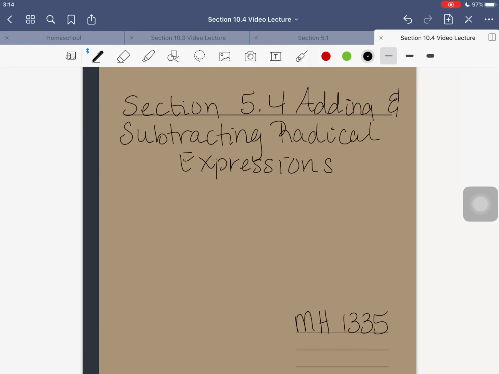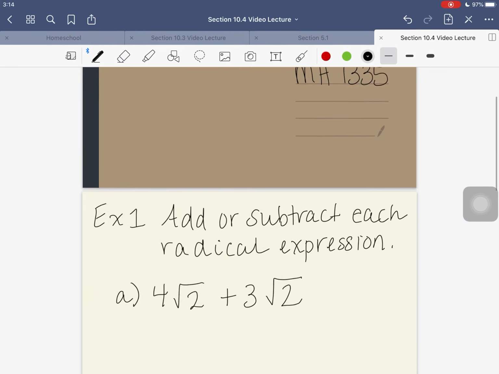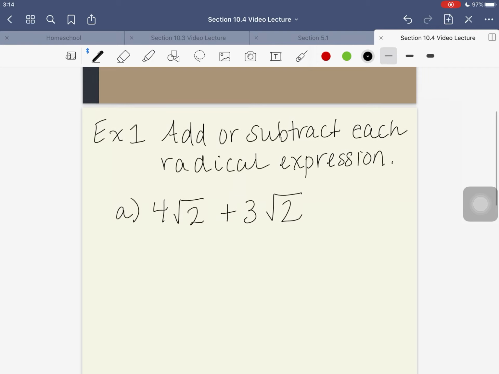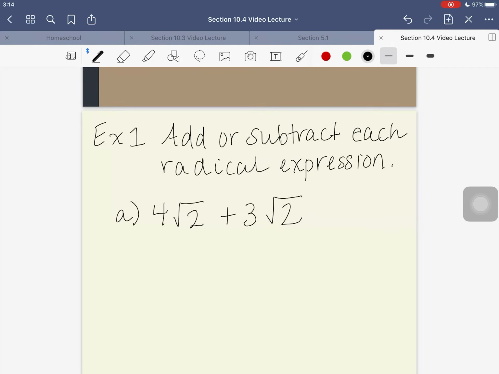All right, section 5.4, adding and subtracting radical expressions. All right, so we want to add or subtract each radical expression. In order to do this, the index, meaning like square root, cube root, fourth root, so on and so forth, and the radicand, meaning the number underneath the radical, need to be the same. So it's just like combining like terms.